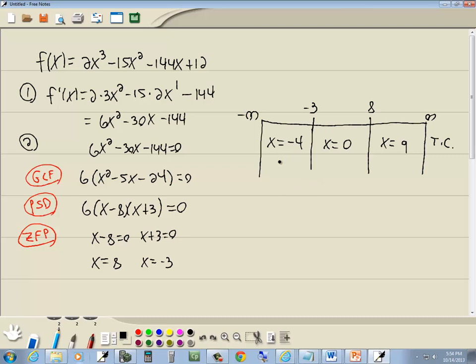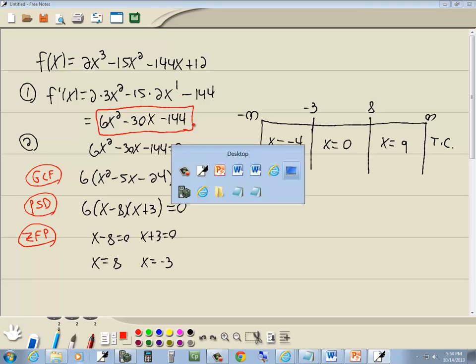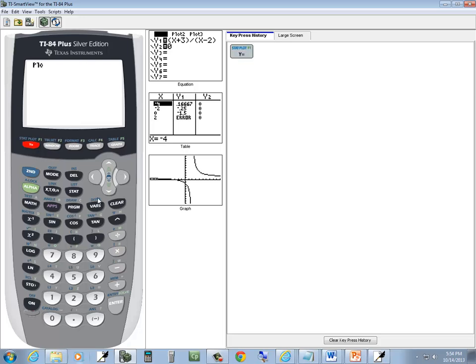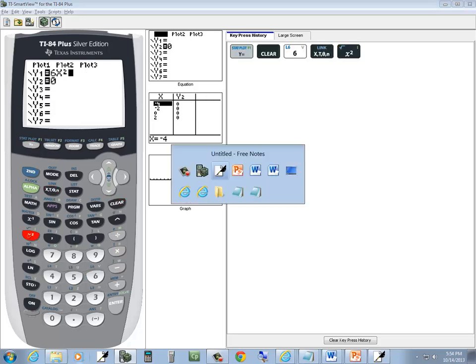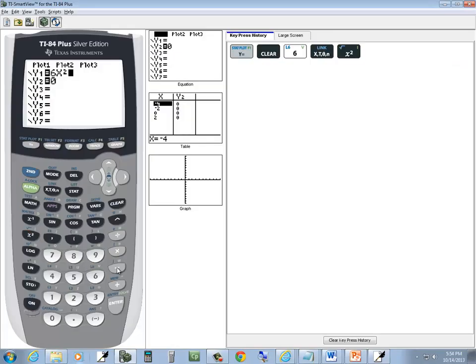Now I want to plug those into my first derivative, sorry, not the second derivative. So the first derivative is right here. Let's go plug that in the calculator to save a little bit of time. I'm going to press y equals, clear, 6x squared minus 30x minus 144.